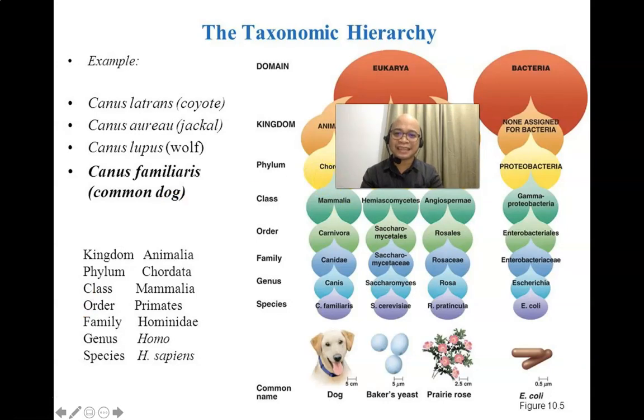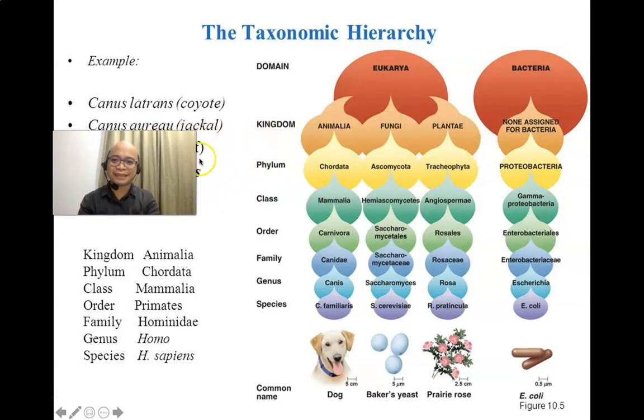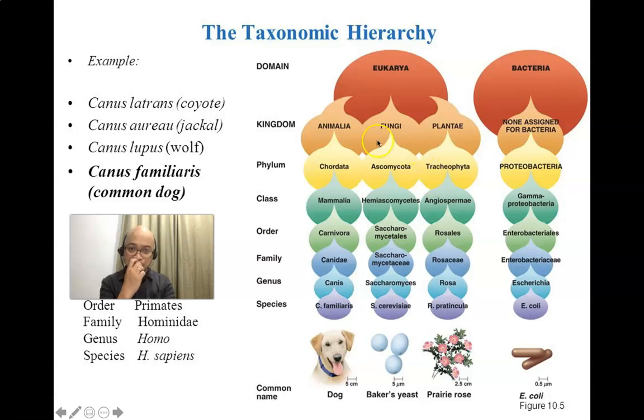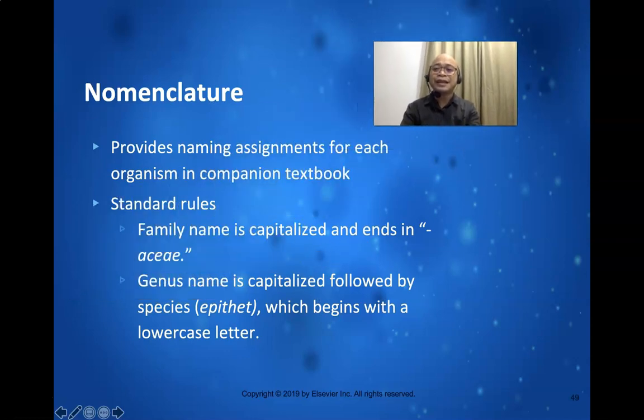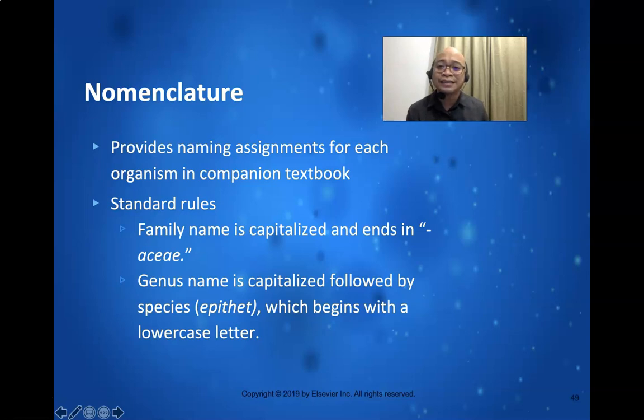Here is an example. For bacteria, there's no kingdom. They used to belong to Monera, but now under the domain, there's no assigned kingdom anymore for bacteria. So phylum Proteobacteria, class Gammaproteobacteria, order Enterobacterales, family Enterobacteriaceae, genus Escherichia, species coli. So we now have Escherichia coli. The nomenclature provides naming assignments for each organism.